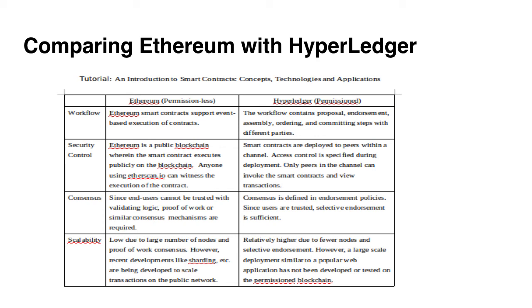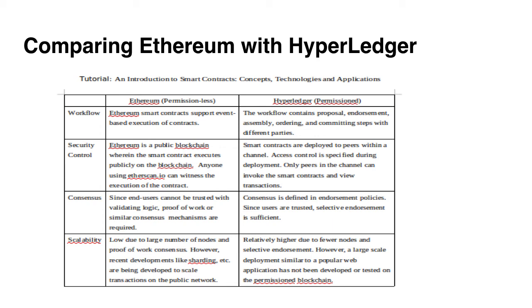With consensus, since end users cannot be trusted with validating logic, proof of work or similar consensus mechanisms are required. In Hyperledger, consensus is defined in the endorsement policy. Since users are trusted, selective endorsement is actually sufficient.